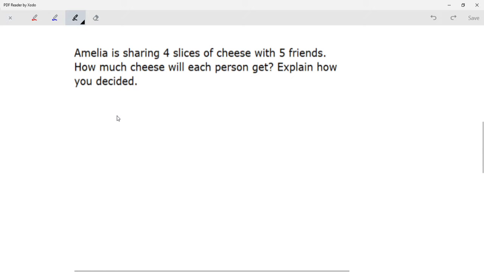So, alright, Amelia is sharing 4 slices of cheese with 5 friends. How much cheese will each person get? Explain how you decided. So, how we figure out this is clearly a division problem, right? She's splitting it up equally amongst friends. She has a certain amount of something, she's splitting it up. Okay, how much cheese will each person get?